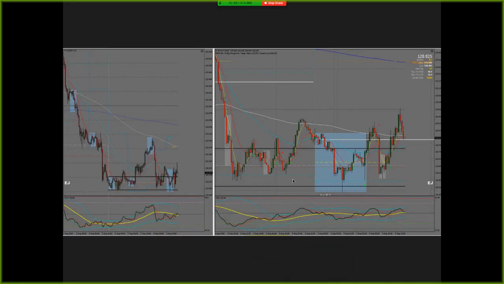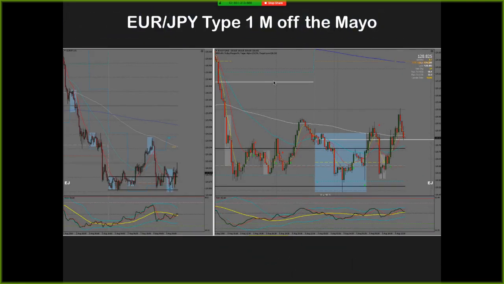All right, next we're going to look at EJ. This was a type 1 M off the Mayo. Okay, so you can see here we have our Asian range, and then we don't get really a fast move out of the box for the first one, and it actually comes down, right? So you might have been thinking that this was an M already on this big shift, because this is a pretty big shift. But then they do take it back up. They create a second leg, and then they also again trap through the Mayo, and then give you the second leg here out of this Asian session. First leg here, second leg.